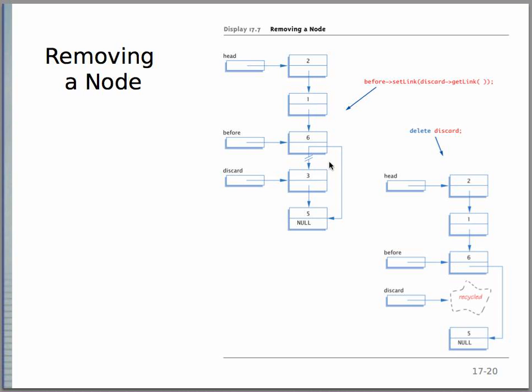Now, how does that help you? When you're all done, instead of having before arrow link point to the thing you want to discard, you want to have it point to before arrow link arrow link. That is, you want to have this thing go around the thing that you want to discard and point to here. And now you can delete this. Delete as in deallocating the memory for this object.